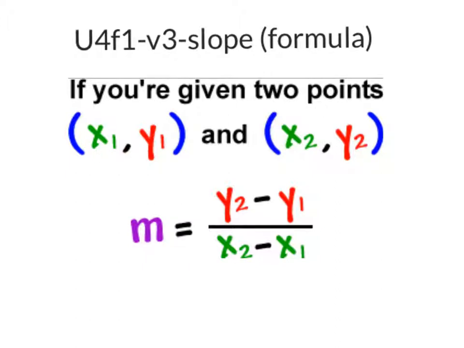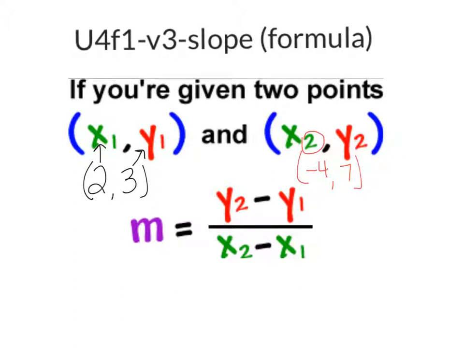So this could be (2, 3). Just remember the x value is always first, y value is second, okay? And then our other point could be (-4, 7). Okay. And again, this 2 is because it's the second x.